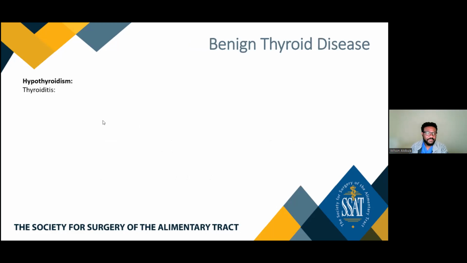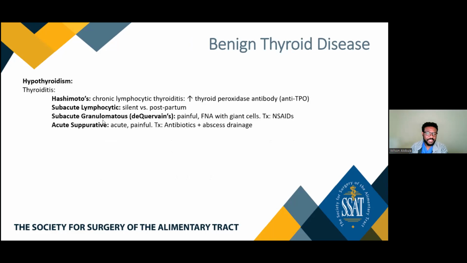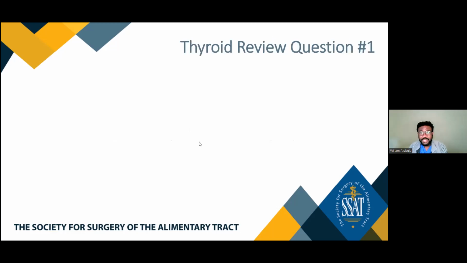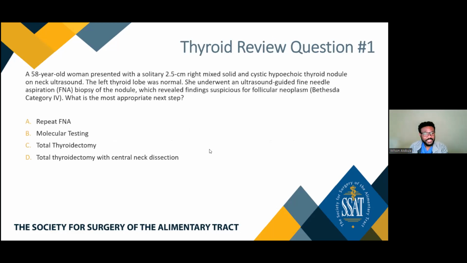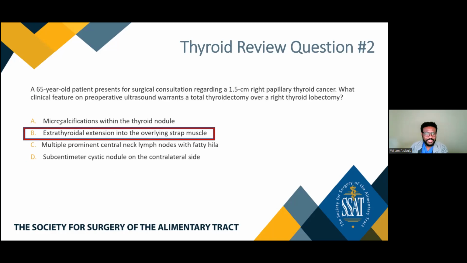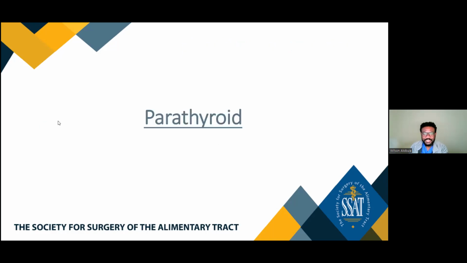Benign thyroid disease, very common. I'll leave these here for you to review once you get the slides, but the biggest one here is the de Quervain's. And always remember that's the one that's painful and you can treat with NSAIDs. I'll skip these thyroid questions in the interest of time, but this one again goes to talk about if you have a patient who has a suspicion for follicular neoplasm, the answer is molecular testing. And there's another question that you can review once you get the slides.